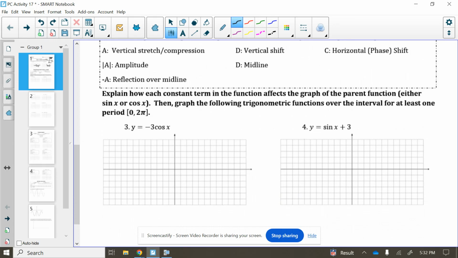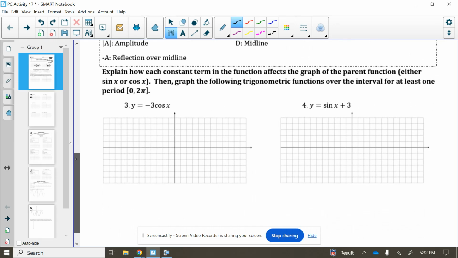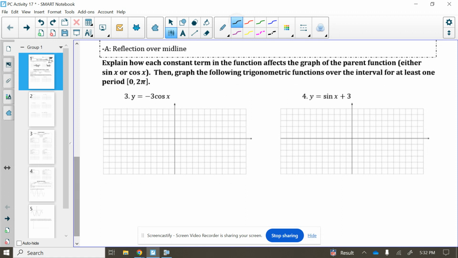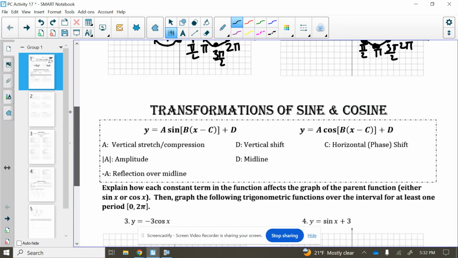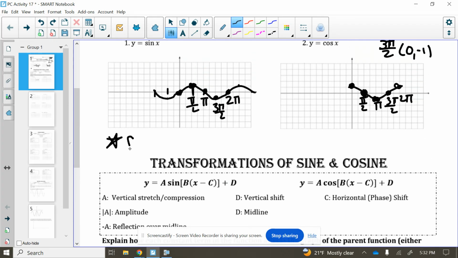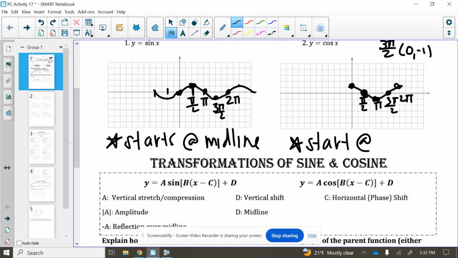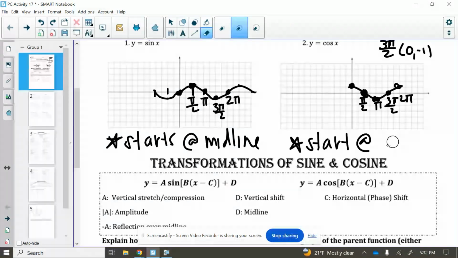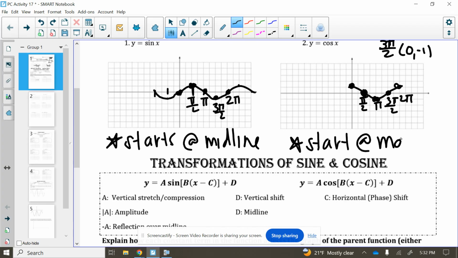Now, we'll talk more about parameter B in the next lesson. So for now, each time, we want to sketch a basic transformed graph off of our parent functions. The big thing to remember is that our sine graph always starts at the midline, and our cosine graph always starts at the max, or officially a min if it is a reflected cosine graph.